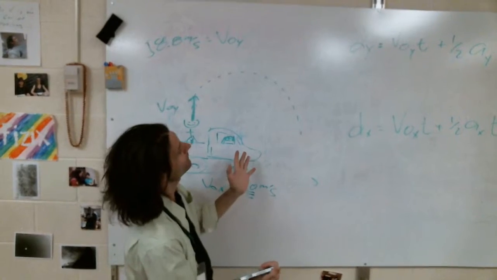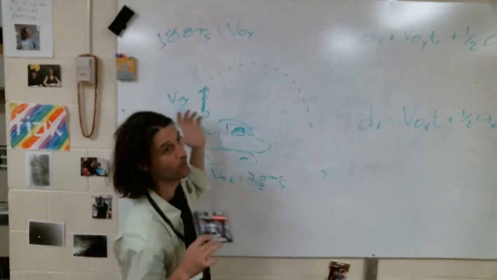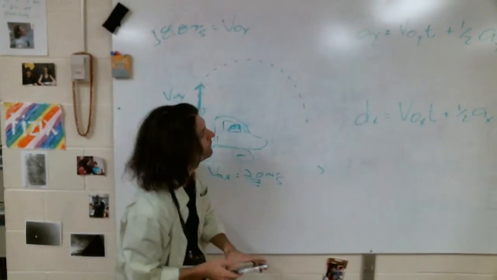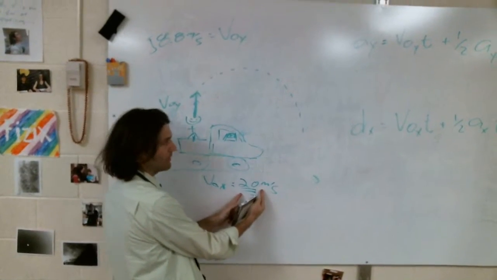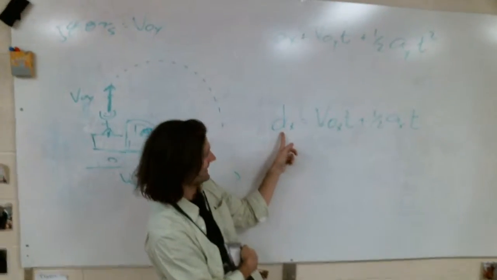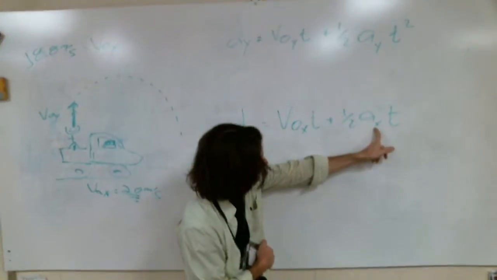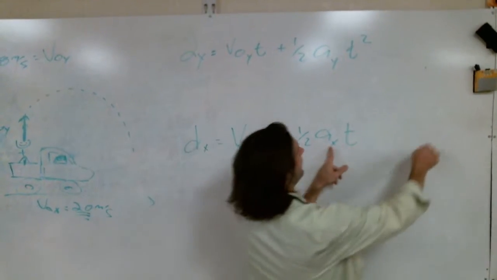So what you need to realize is, hey, gravity can only work in one direction, the negative y. So what I need you to realize is 20 meters per second is going to be what allows you to calculate a distance in the x direction. But guess what it is not doing in the x direction, and that is accelerating.